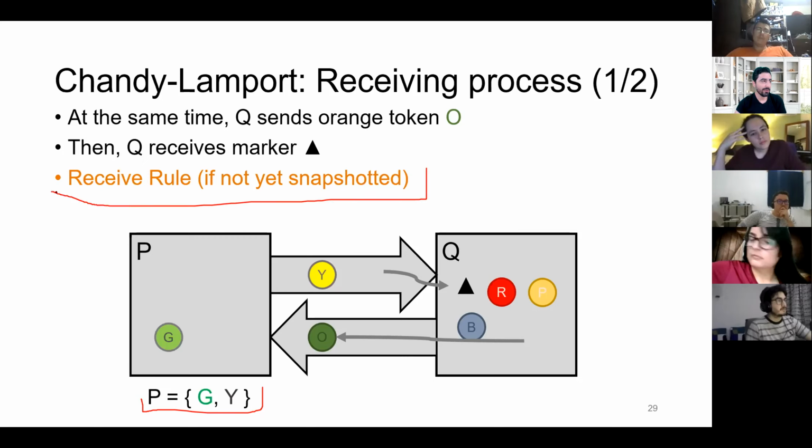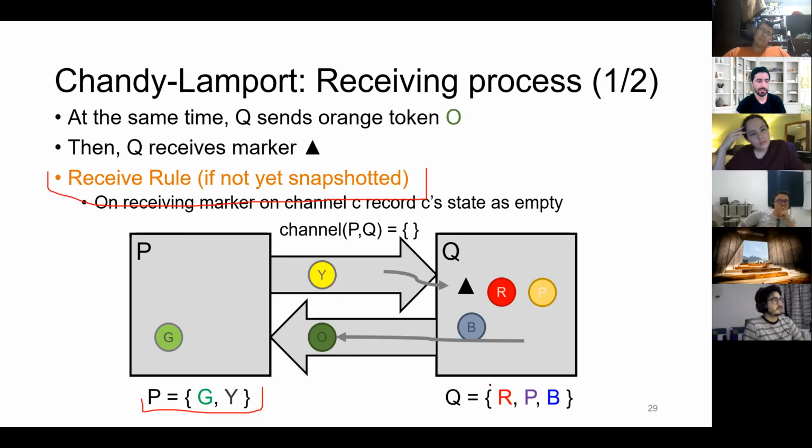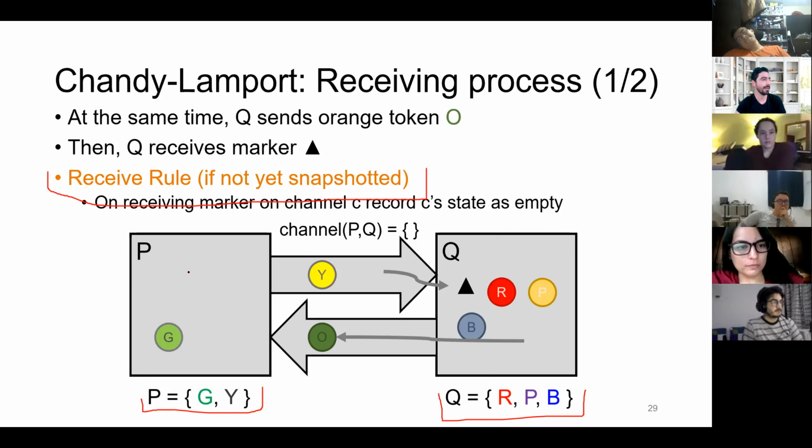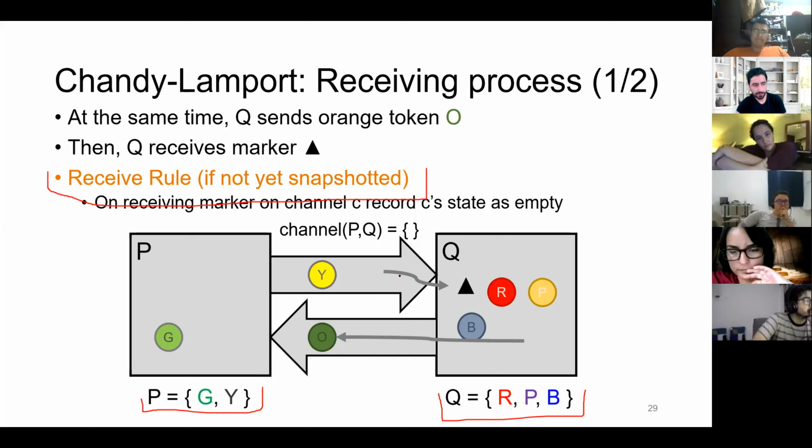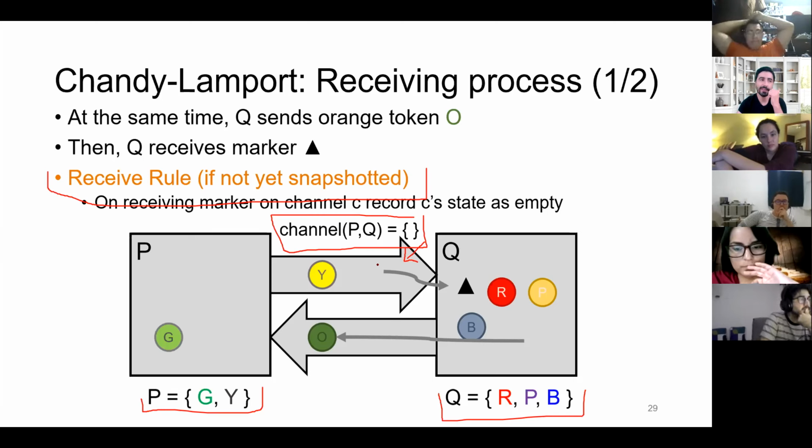So when you receive the marker, this is the rule. If you are not snapshotted, you take the snapshot. So Q takes the snapshot of the state of the system. So this is the state of Q. And on receiving marker on channel C, record C state as empty. So if you receive this marker on this channel, you consider the state of the channel as empty because you received the marker here. So you remember the receiving rule. You receive the marker, you take the snapshot, you consider this channel empty because you received this marker from this channel.